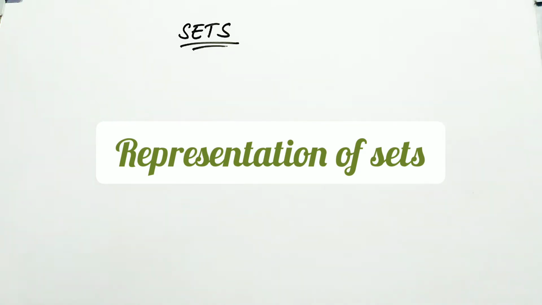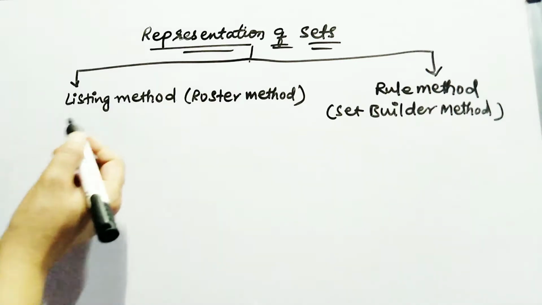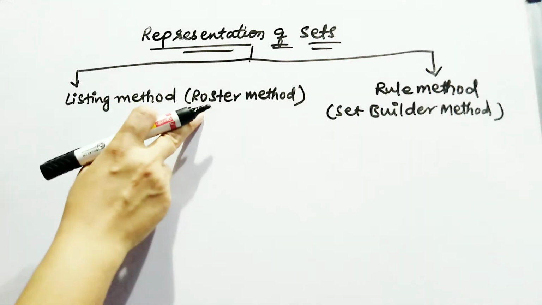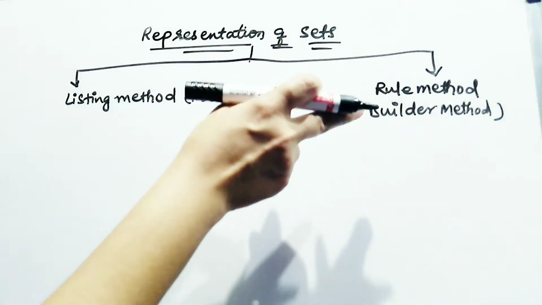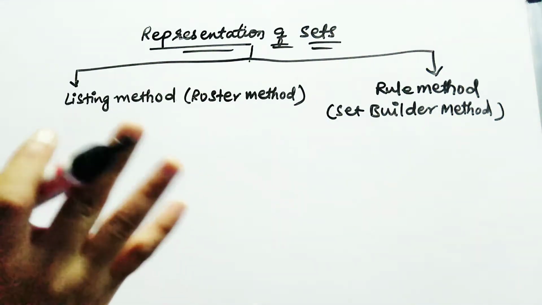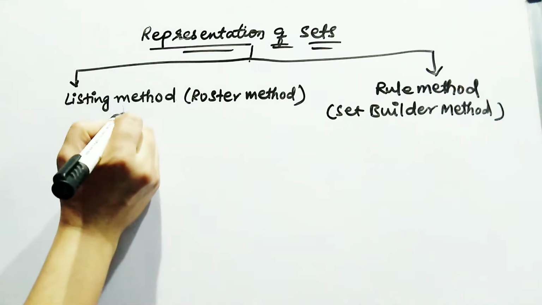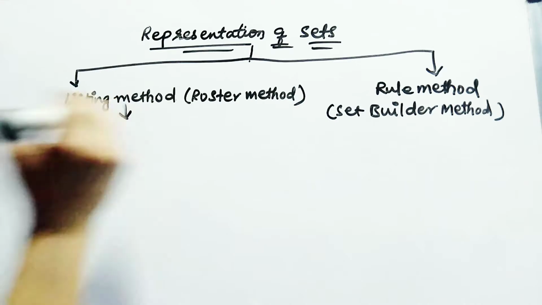Today we are going to discuss the representation of a set. There are two methods for representing a set. One is the listing method, which is also called the roster method. The second one is the rule method, which is also called the set builder method. First we will discuss the listing method.